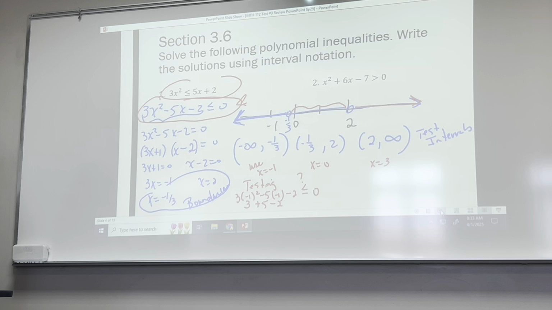8 minus 2. Is 8 minus 2, which is 6, less than or equal to 0? No. So that means these numbers are not going to work.